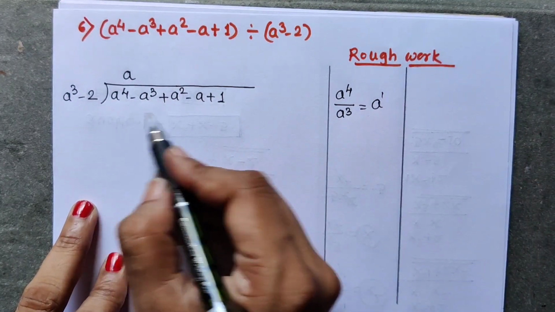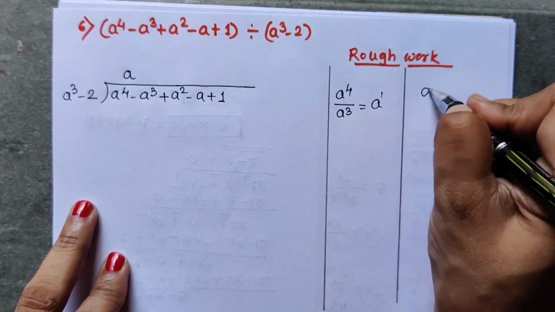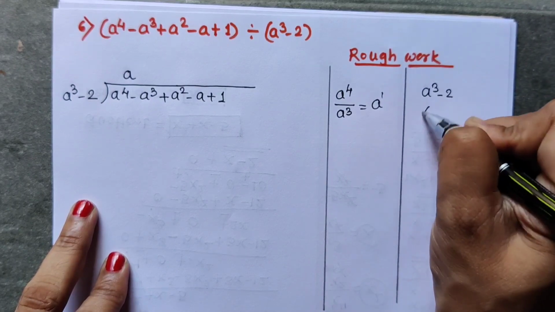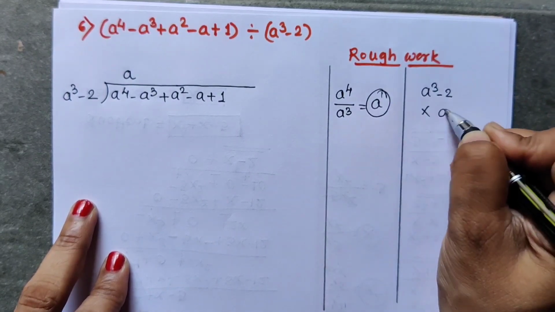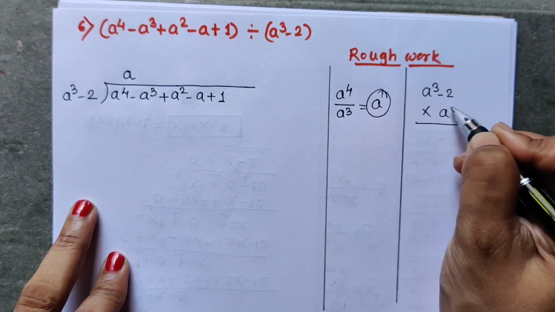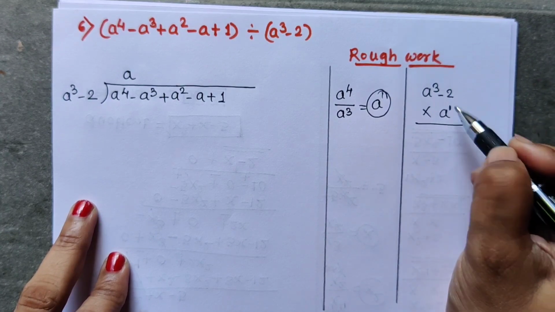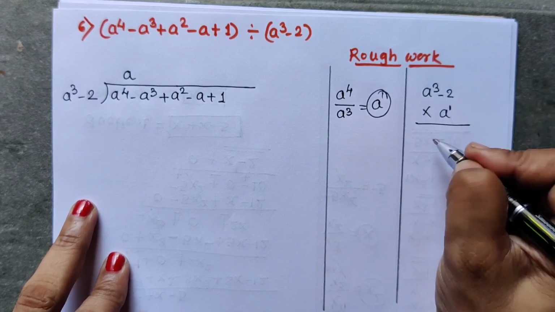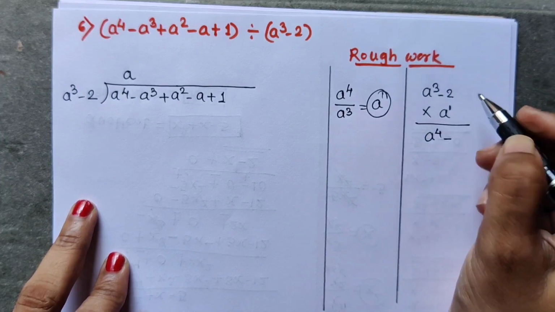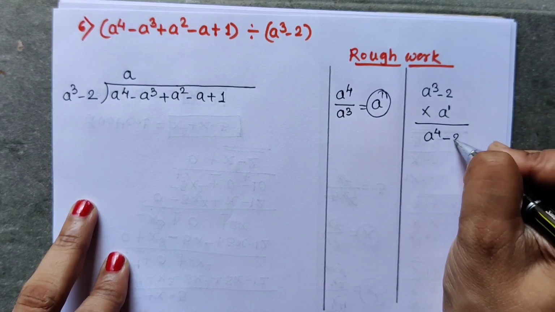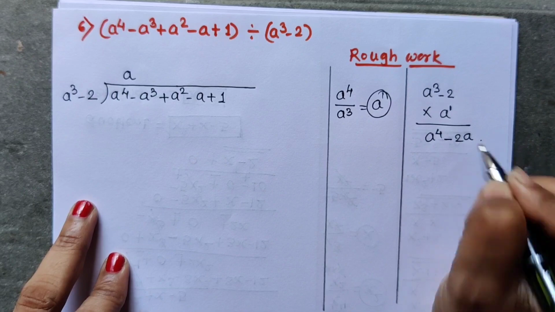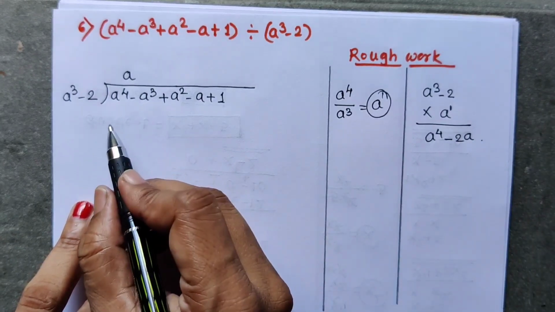Now what we have to write in the dividend, that we have to find out. A cube minus 2 multiplied by this a. So a cube into a. Here 1 is there, the index is 1. So 3 plus 1 is 4, a raised to 4, minus 2 into a is 2a. So a raised to 4, 2a we have to write here carefully.